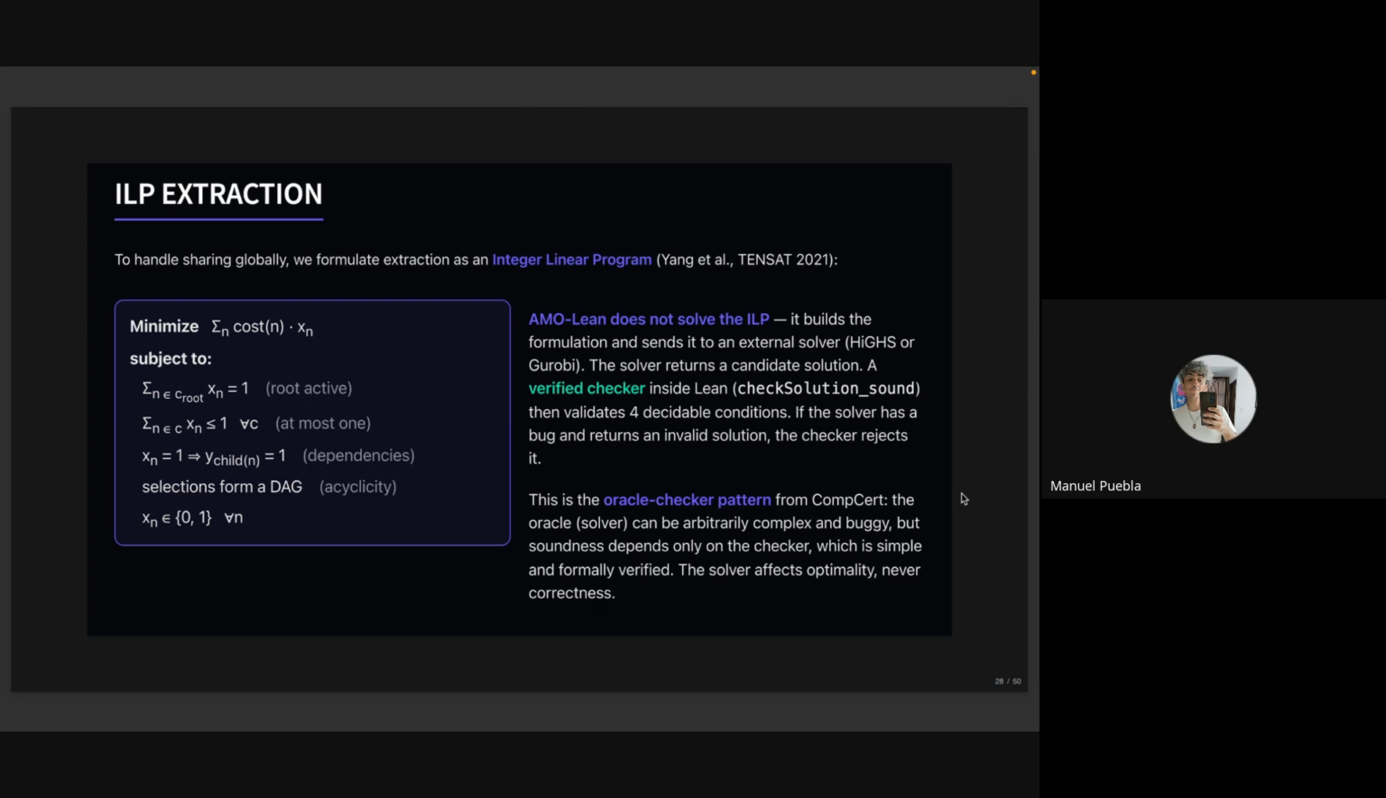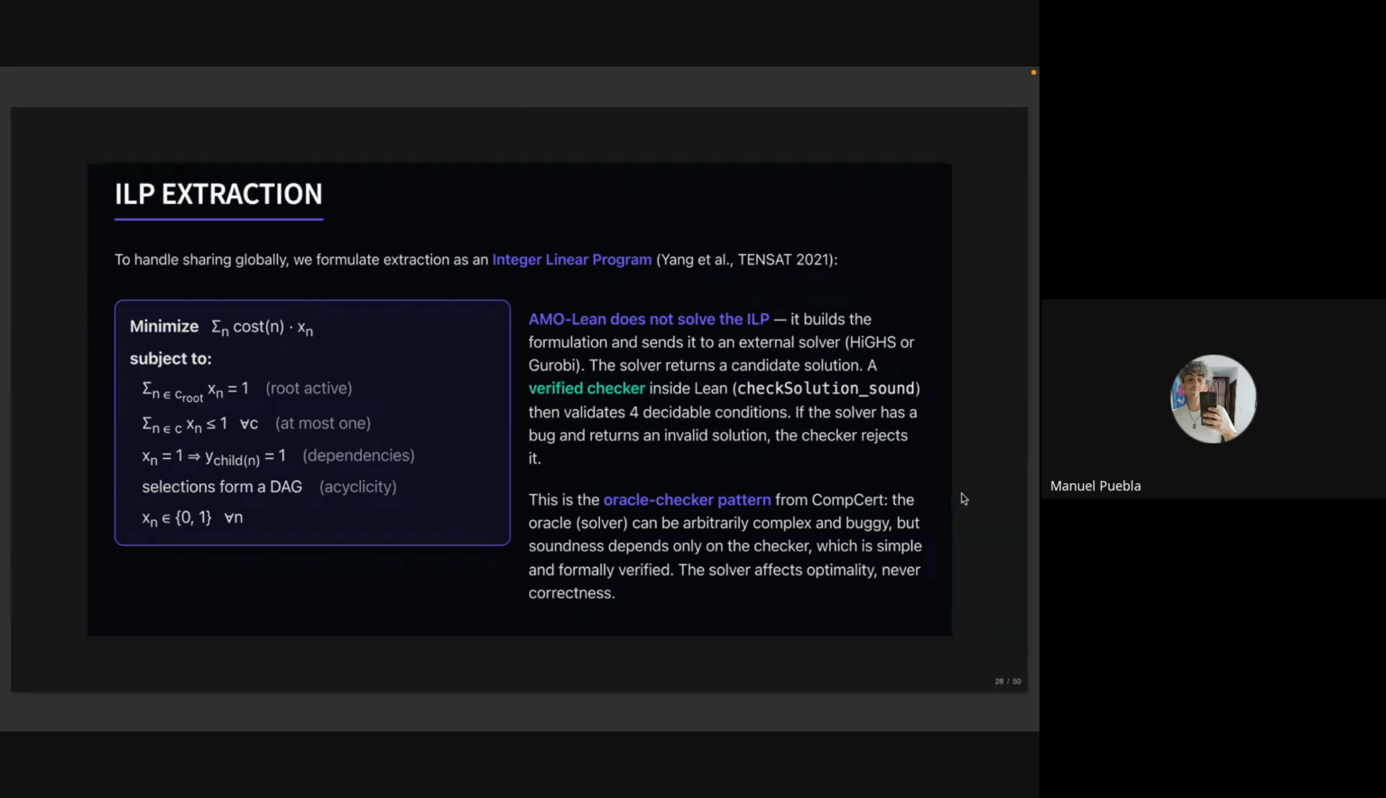And the thing is that we do not solve this problem. We can state it, and somebody else solves that, and we check the solution. This is some sort of oracle-checker pattern that we have. Whenever we get a result, we check if that is consistent. We have a number of criteria to check if that is actually sound or not.